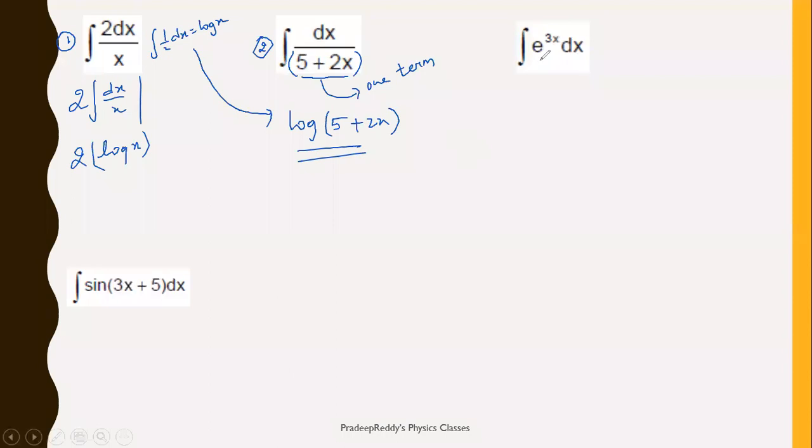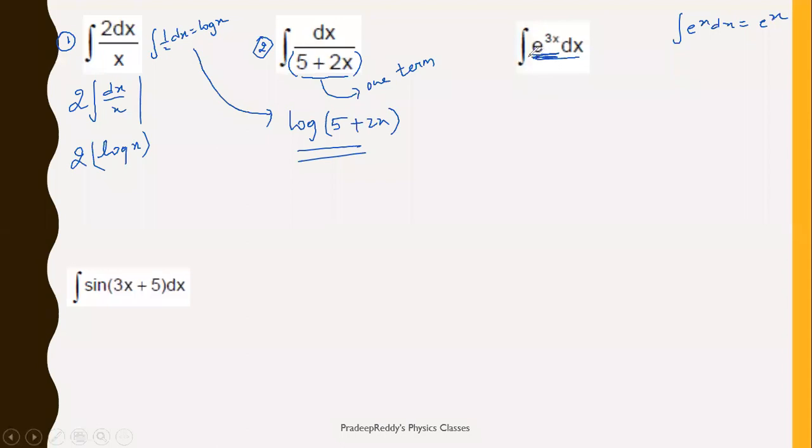Now coming to the next one, we have integration e power 3x dx. As we know, I have already given you the formulas, and you should use those. We have the formula integration e power x dx is equal to e power x. Here it is in terms of e power ax dx, there is some constant. In such cases, first take this as one term.